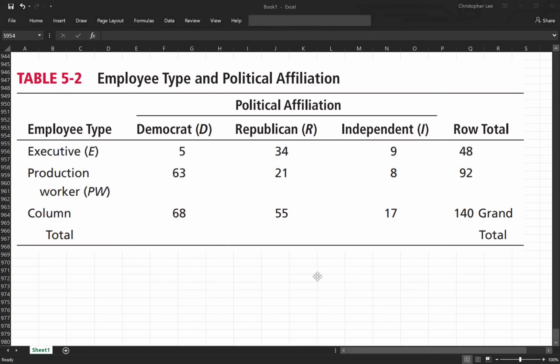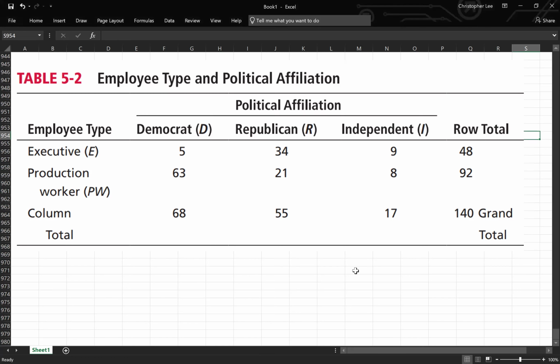So let me ask you guys one. What is the probability of a Democrat? And what is the probability of an executive? Go. I'm asking you what the probability of Democrat is. Percent, no. Nope. How many Democrats are there? 68 Democrats. Very good. And how many people in total? 140. Done. That's all I'm asking about.